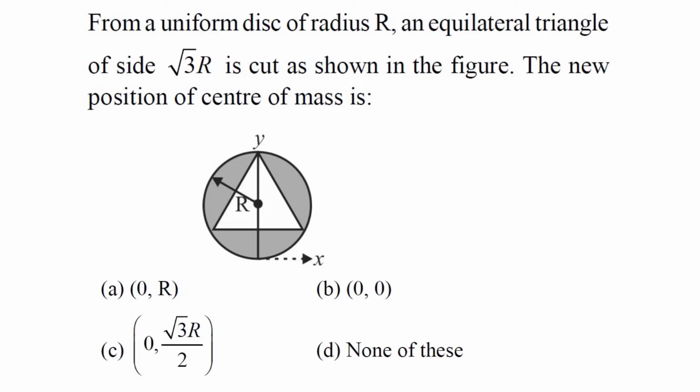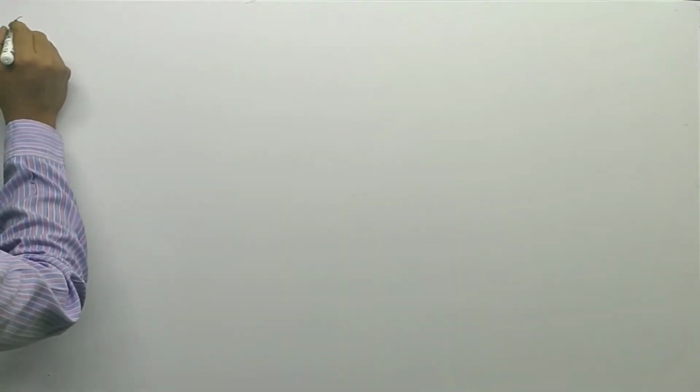From a uniform disk of radius R, an equilateral triangle of side root 3 into r is cut as shown in the figure. The new position of the center of mass is. Solution.